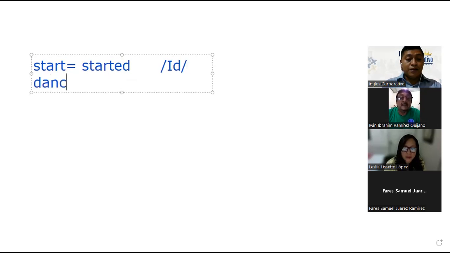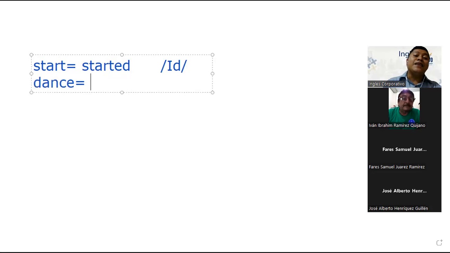What is the meaning of the next verb? Dance. Baile, bailar. Okay, excellent. It means bailar. Now in past, this verb ends in letter E. Termina en la letra E. What do I need to add to make it in simple past tense? Just the D. Yes, you are right. And what is the pronunciation? Danced, with T sound at the end.